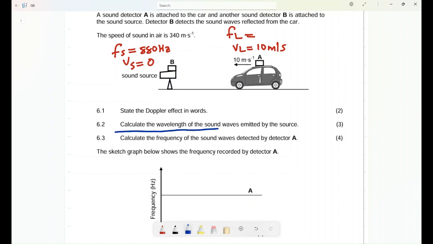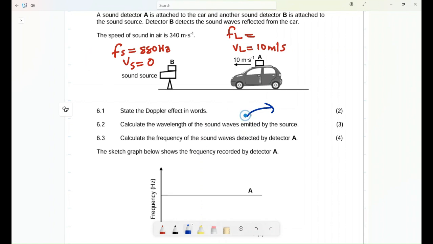Calculate the wavelength of the sound waves emitted by the source. All right, the wavelength of the sound waves. Now remember, this sound is moving in air, so it has a velocity of 340. It is the sound waves, not the sound source. So the velocity of the sound waves emitted, actually the wavelength of this frequency, is how much again?